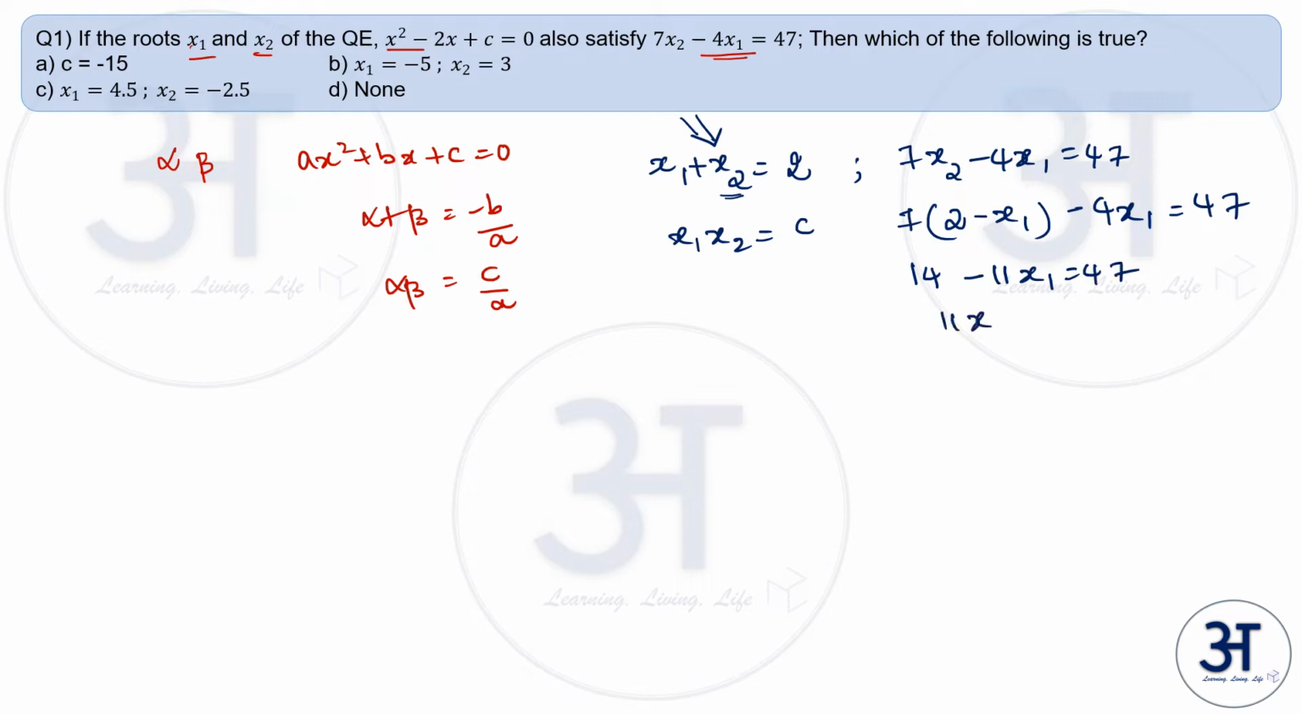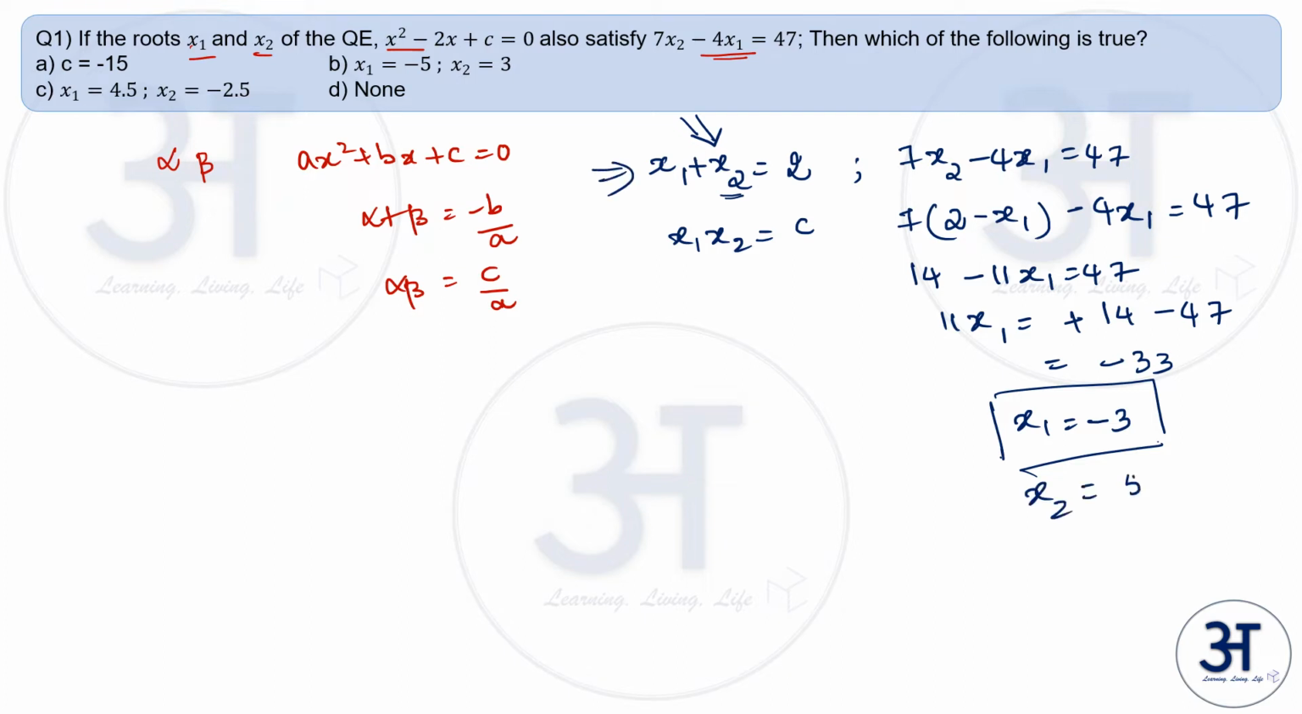So 11x1 will be equal to 14 minus 47. So that will be equal to minus 33. So x1 will be equal to minus 3. So if x1 is equal to minus 3, then substitute in this equation, your x2 will be 5. So is that there in any of the options? No, this is not the answer.